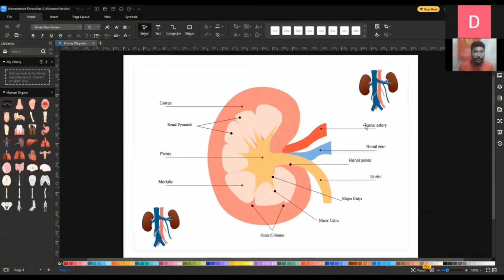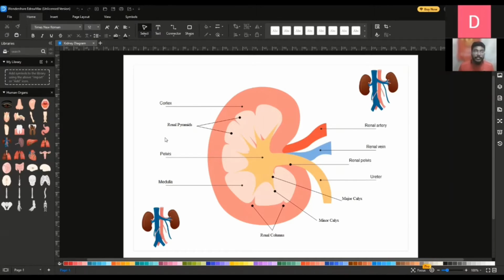So as you can see, there are a lot of parts in the kidney. First of all, I'd like to explain about the cortex. Cortex is the outer part of the kidney which is surrounded on its outer edges by the renal capsule, a layer of fatty tissue. This layer of fatty tissue helps to protect the kidney from any damages.